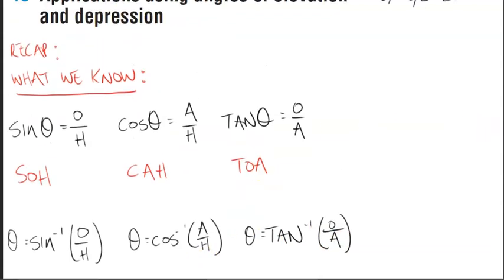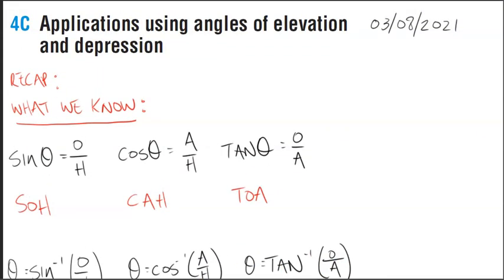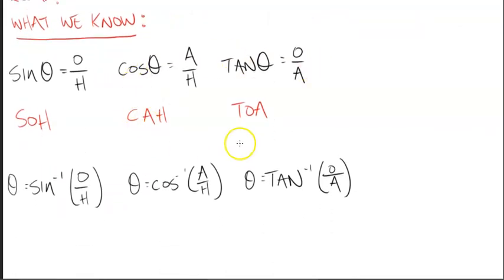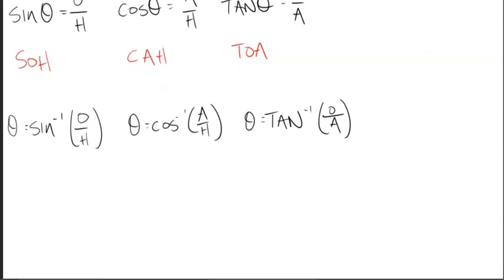So looking into applications of elevation and depression is a combination of both identities and inverse identities within a worded problem. And either we've been given an angle of elevation or depression, or we need to try to solve for the angle of elevation or depression. But what is the angle of elevation and depression?